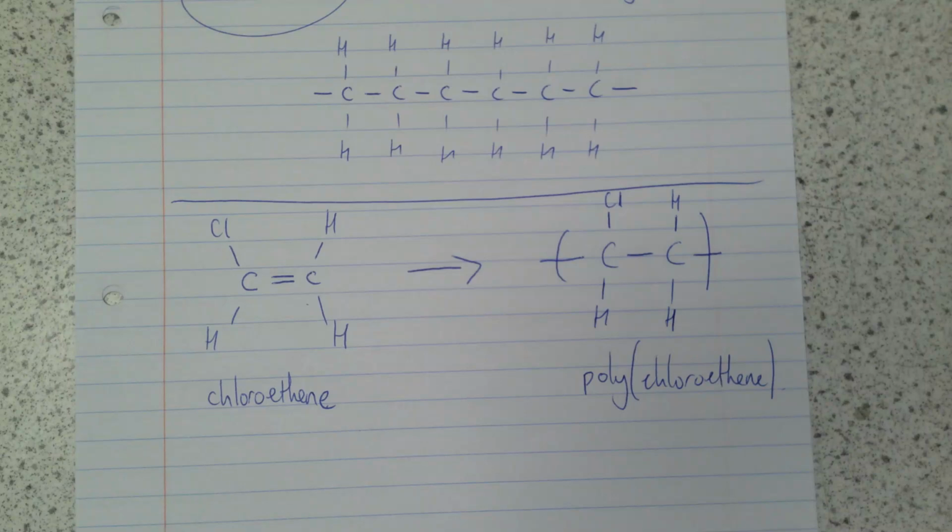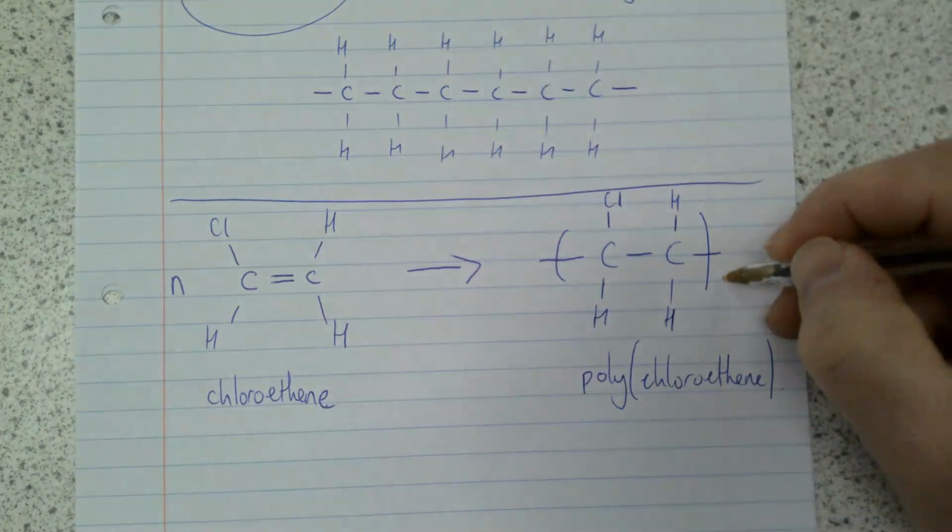I've missed something off though that would lose a mark. See if you can find out what I've missed off here that is going to lose a mark. Just tell someone near you so you're all joining in. Go on then, what is it? Yeah, the letter n. You have to show that there's n of them.